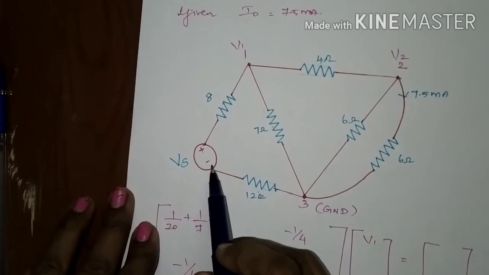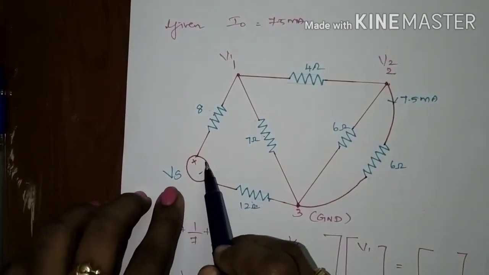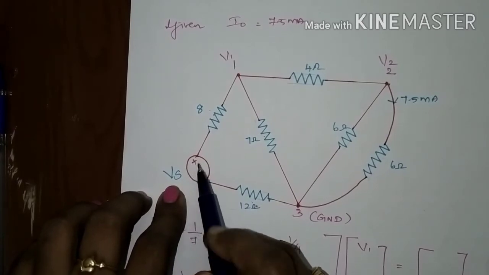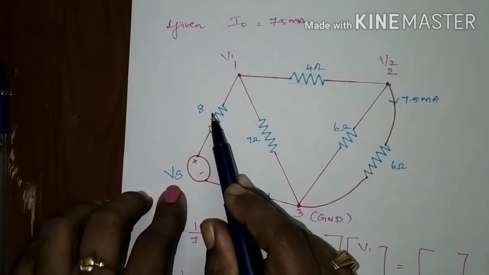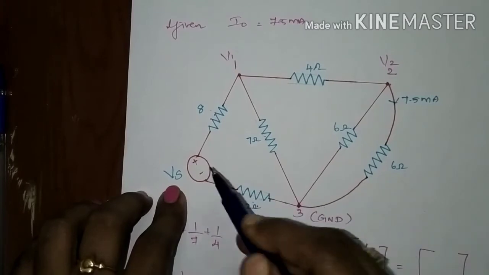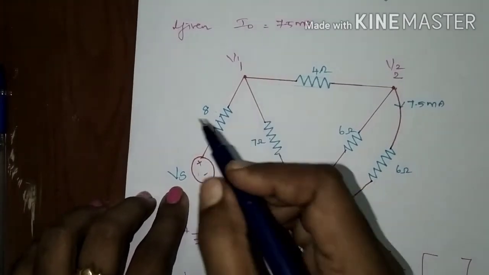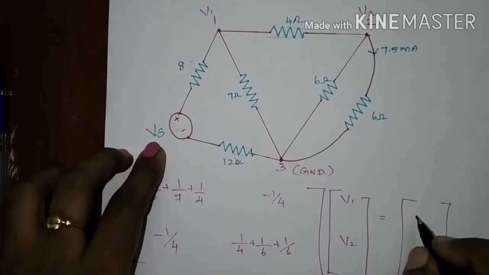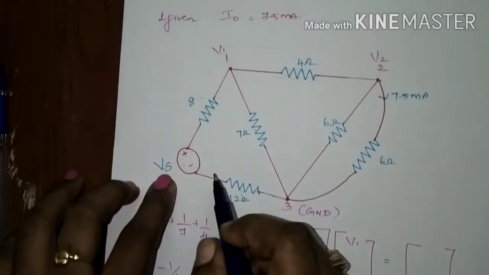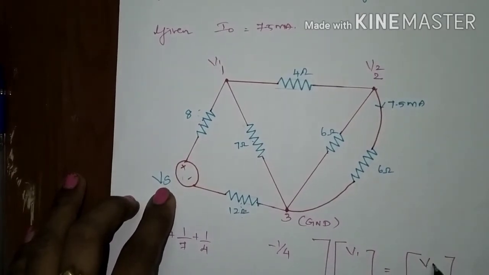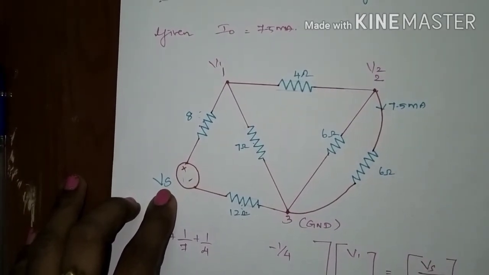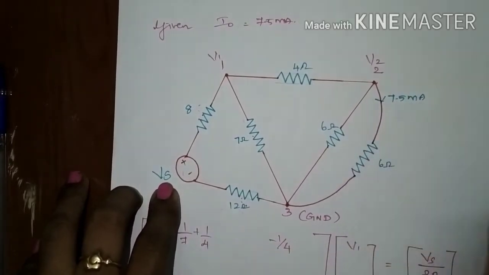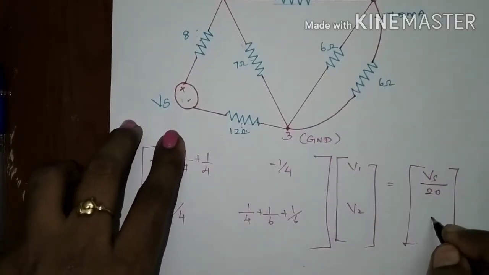See, here the source is Vs, the current will be flowing through this source only, right, and the resistance connected to this source is 8 and 12 which are in series. So, the current in this branch would be Vs divided by 20, since 8 plus 12 is 20. So, due to this source, the current flowing through the first node would be Vs divided by 20. There is no source connected to the second node, so the current flowing is 0.